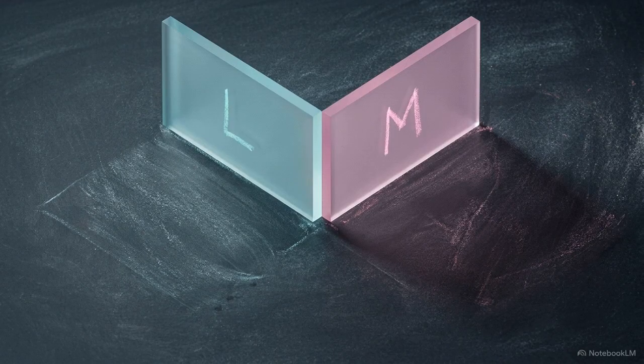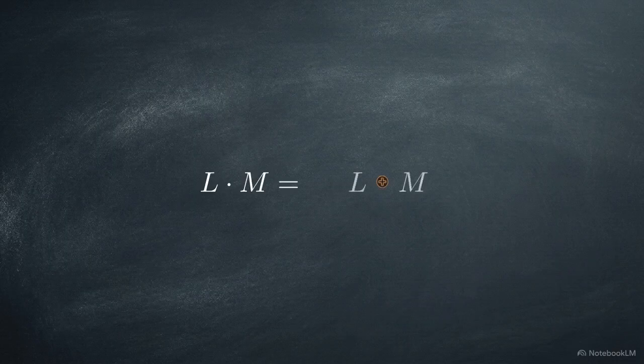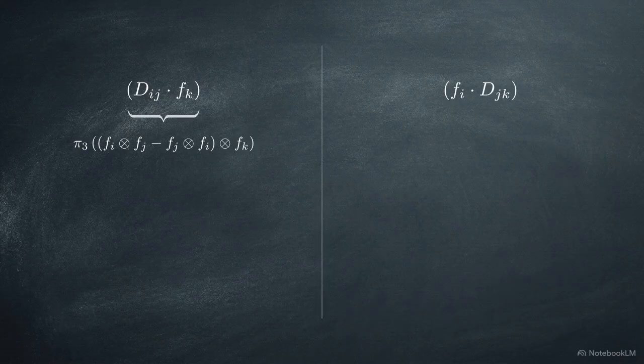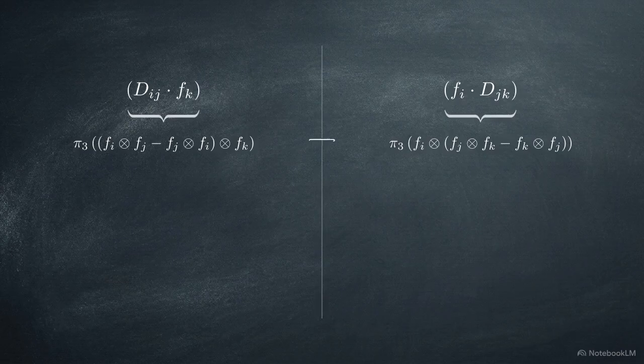The challenge is determining how to multiply an R-linear form, L, and an S-linear form, M, to produce a new alternating form. The initial approach involves taking a standard tensor product of L and M and mapping it into an alternating space using a projection operator, pi. To see if this operation behaves predictably, we have to test it using standard coordinate functions. If we group the operation on the left, multiplying the form dij by fk, the expansion yields a specific projected tensor arrangement. Grouping the operation on the right, multiplying fi by djk, yields a second expansion.